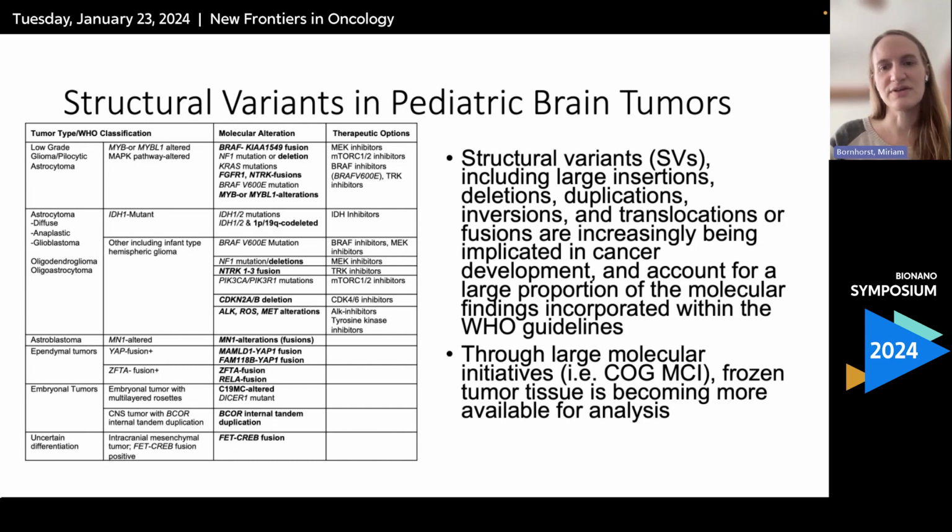Also important, recently we've had several molecular initiatives, particularly the COG-MCI initiative, that has allowed for frozen tissue to be saved and preserved for analysis, which is really important for optical genome mapping, as previously most of the tissue we had available was FFPE, which also makes pediatric brain tumors a prime type of tumor to study using this technique.